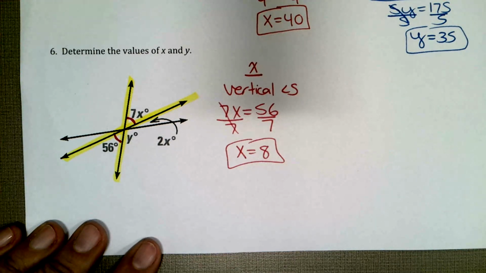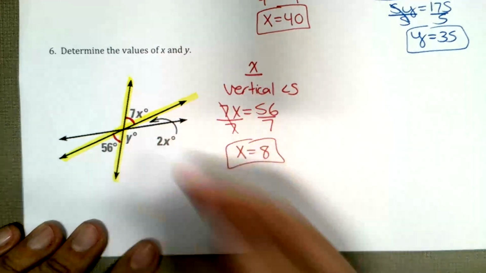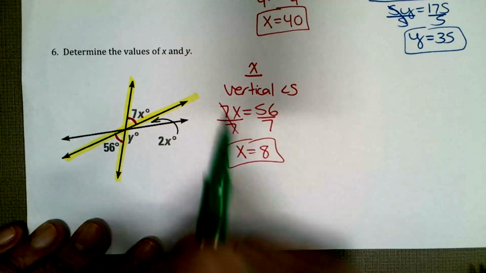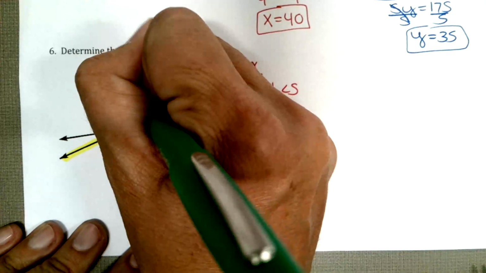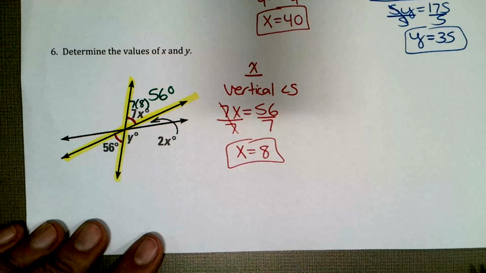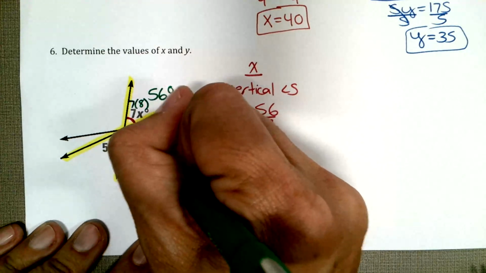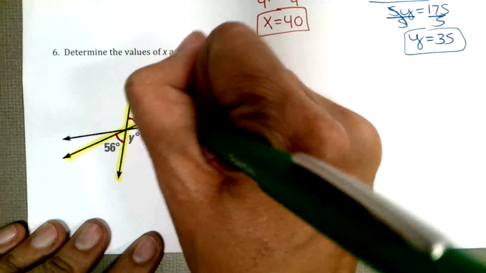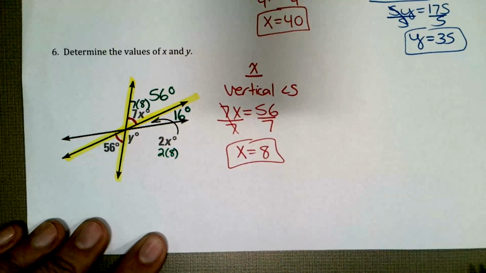We can then substitute that back in now for multiple spots here. So this would be 7 times 8, and this angle would be 56 degrees. And this angle would be 2x, 2 times 8, 16 degrees.